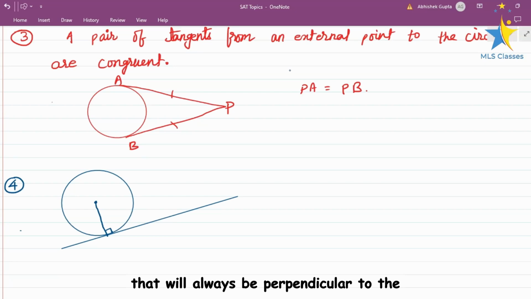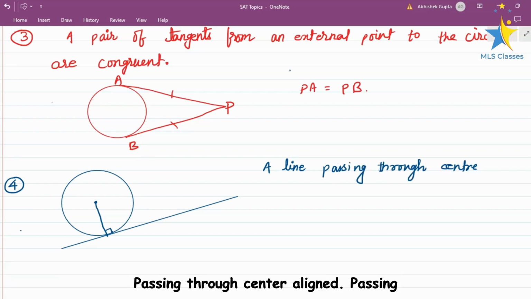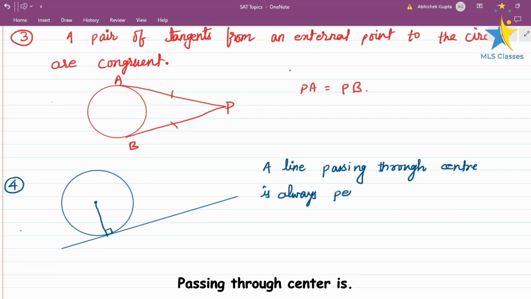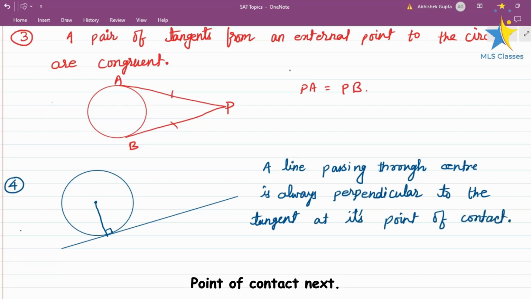Then that will always be perpendicular to the tangent at the point of contact of the tangent. So a line passing through the center, not only a radius, any line, it can be even a bigger line segment, it can be even a diameter. So a line passing through the center is always perpendicular to the tangent at its point of contact.